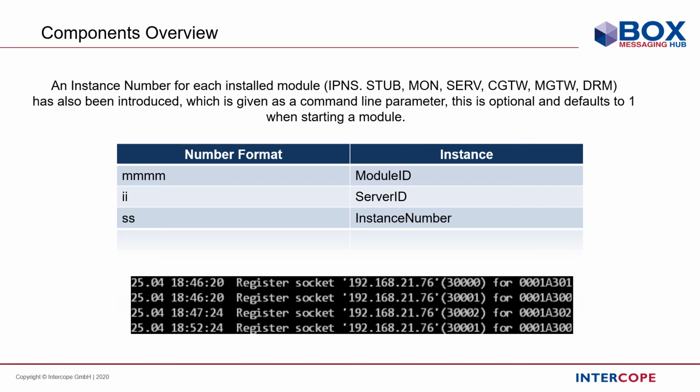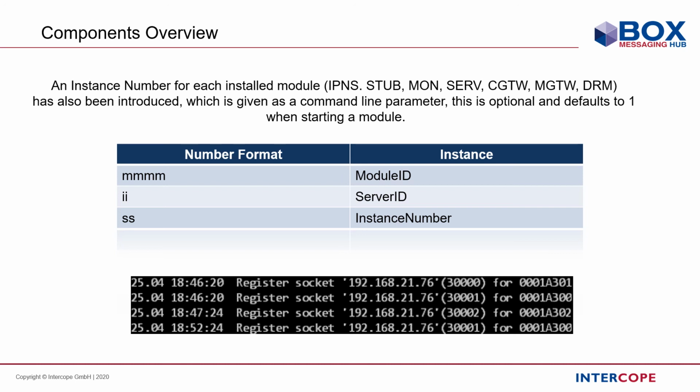Now, the module ID is defined in the startup configuration of a component and must be unique for all components which carry the same service ID, such as multiple communication gateways, as we touched on earlier. Now, service IDs are fixed and are specific for each type of component. An instance number is also assigned, as you can see here, for each module. Now, this defaults to 1, but it can be set during the configuration.